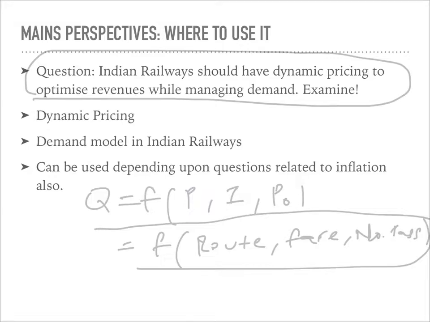Wanted to write the mains answer question like what we have studied. Indian Railway should have dynamic pricing to optimize revenue while managing demand. Say for example this question is for 10 marks. These are the hints. See about what dynamic pricing is in the Indian Railways, see how demand model works in the Indian Railways, and you can use this concept in framing an answer for inflation as well and MSPs as well. So we encourage you to write this answer and send us over.